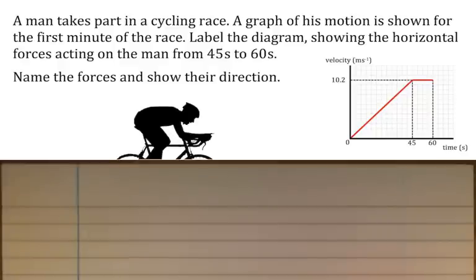Now the important thing of course in this question is, the question's asking us to talk about the forces between 45 and 60 seconds. And of course from 45 seconds, which is here, to 60 seconds here, we have a constant velocity. And that's always something we should be looking for in a graph, or mentioned in the question. When we see in a graph constant velocity, of course we're thinking of Newton's first law, and we're thinking about balanced forces.